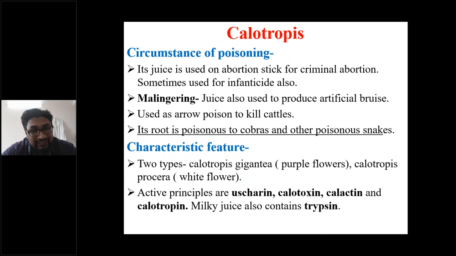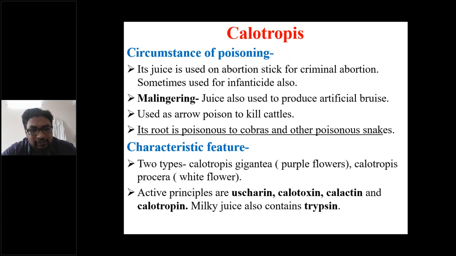It is used as a poison to kill cattle, and Calotropis root is poisonous to cobras and other poisonous snakes. That's why these Calotropis plants are mostly put in front of doors or near the doors and in the surrounding areas in order to evade cobras and other poisonous snakes. So these are some of the circumstances of poisoning. There are two major types of Calotropis: Calotropis gigantea, which produces purple flowers, and Calotropis procera, which produces white flowers.